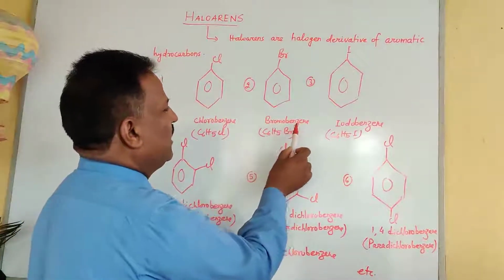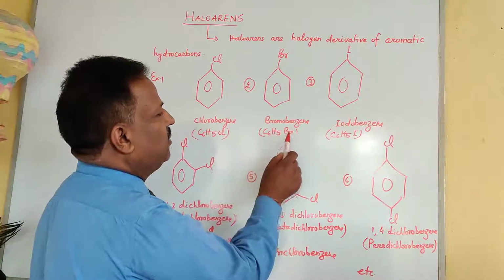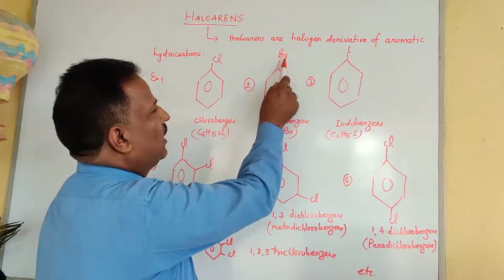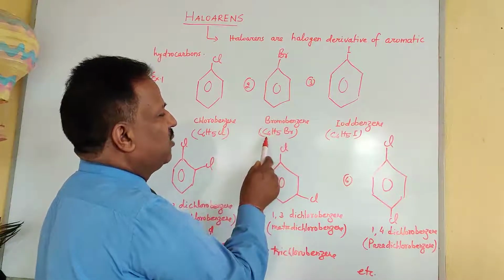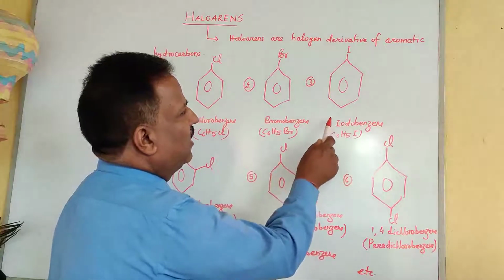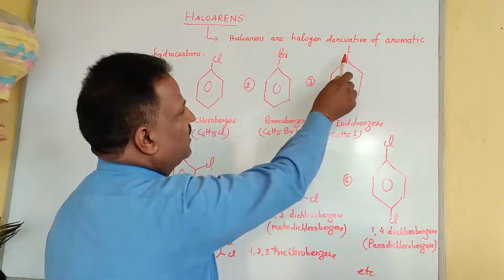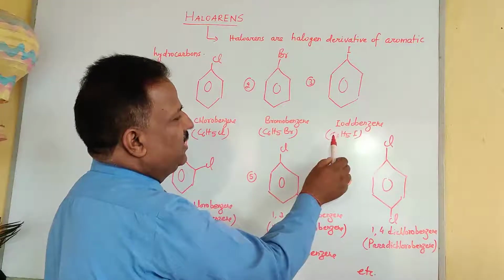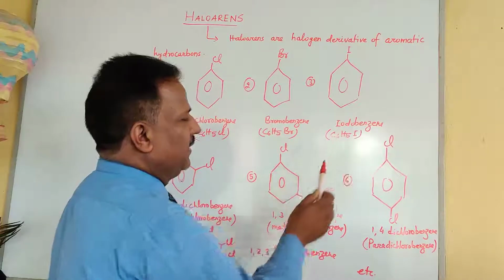Here it is bromobenzene, C6H5Br. Instead of halo, if you put bromo, then it is bromobenzene. Formula C6H5Br. Similarly, third is iodobenzene. Instead of halogen, iodine is here, so it is iodobenzene, C6H5I.